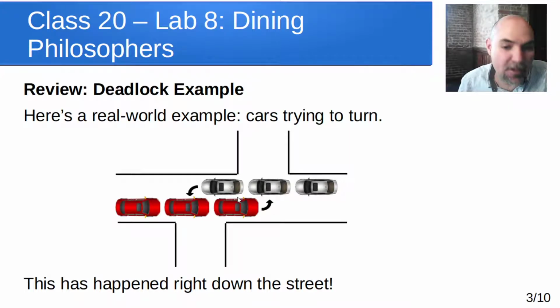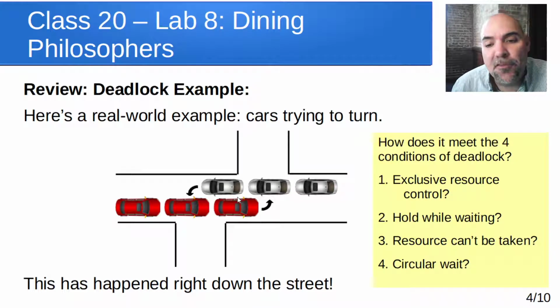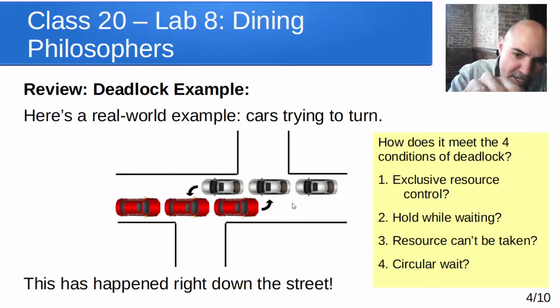And what are the 4 things there? Exclusive control of a resource. Yeah, when a car is taking up a spot on the road, another car can't coexist in that same spot at the same time due to the laws of physics. Does it hold on to that space while waiting? Yeah, when a car stops, it doesn't magically disappear and then reappear when it starts moving again. It sits wherever it sits. A resource can't be forcibly taken. Yeah, you can't have this car just shove that one out of the way or a crane come down and lift one up and move it out of there. They are where they are.